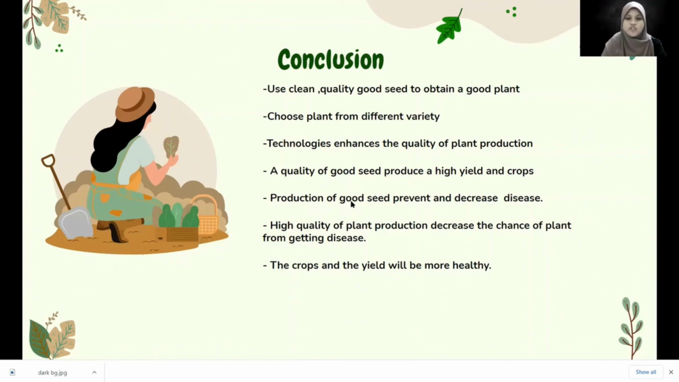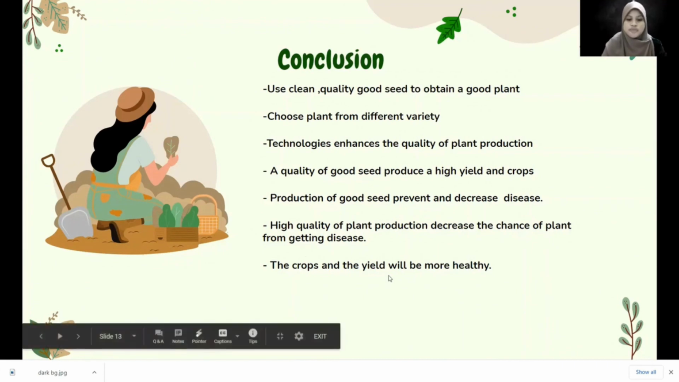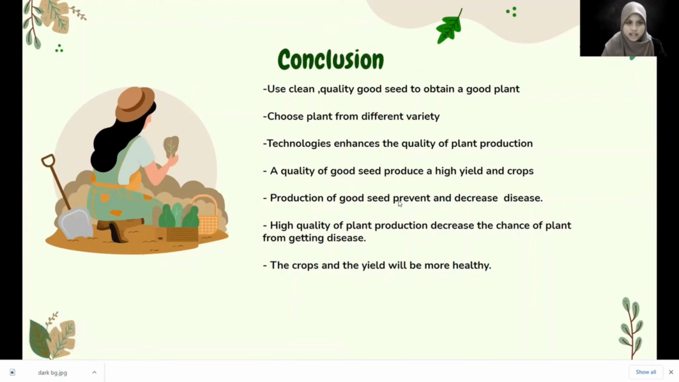Next, production of good seed prevents and decreases disease. High quality plant production decreases the chance of the plant getting disease. And the last one, the crops and the yield will be more healthy. So if the crops and the yield are more healthy, people would like to buy more of the food or vegetables that farmers harvest.